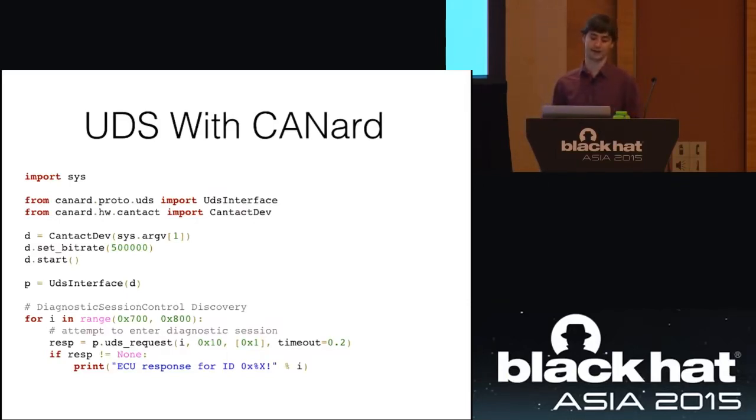Then you can set the bitrate. Most diagnostic ports, I think actually all of them, are 500 kbps. So you set the bit rate and you start the device. Then you just set up an interface, and it actually takes over that device at that point. And then this gets really simple because we can just send UDS requests and we'll get back UDS responses. So what I wanted to do with this example was, I was plugged into a vehicle. It was actually a Honda.